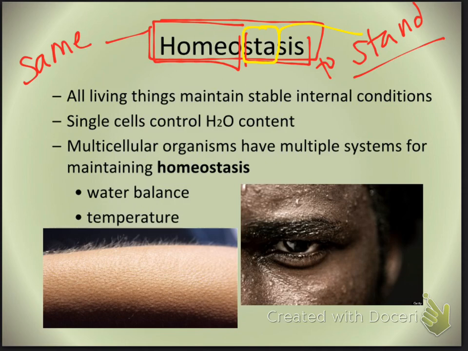Now, dogs do the same thing. Who's ever watched a bird in the winter and their feathers are all puffed up? It's involuntary. They aren't thinking about it. They get cold, they puff up their feathers, for the same reason the hair stands up on your arm. It traps a layer of warm air next to the body. It warms them up. So, all multicellular organisms have ways to maintain their internal conditions, their water balance, their temperature.